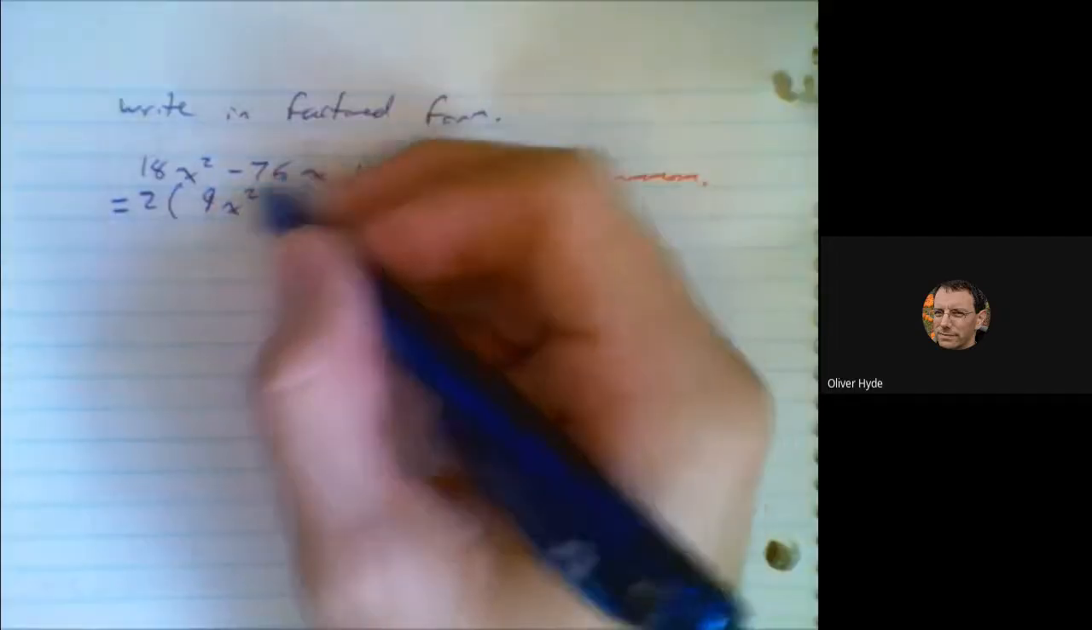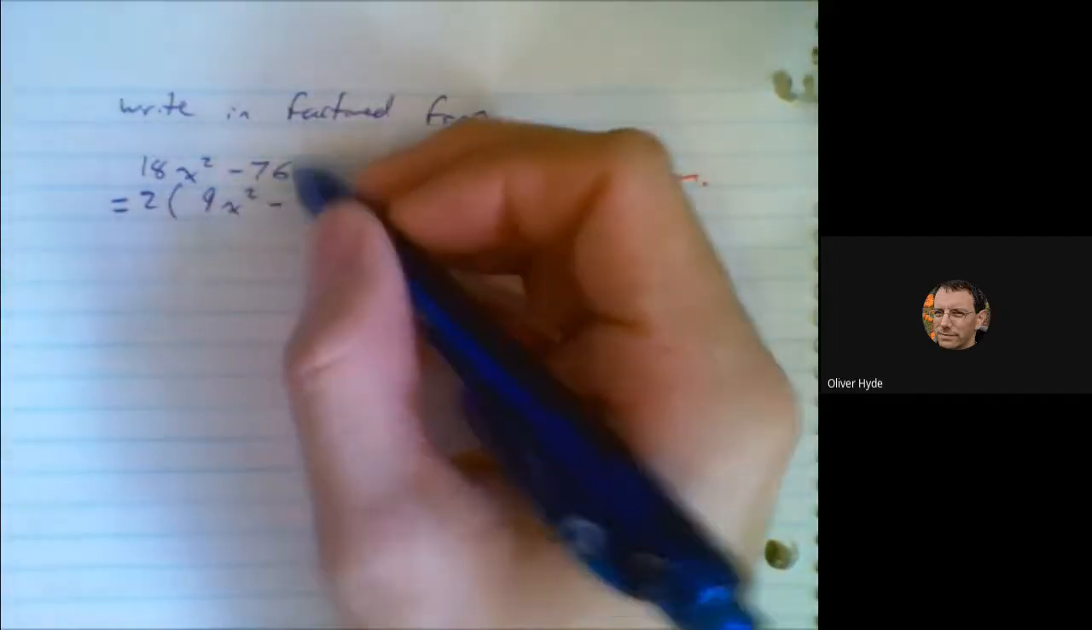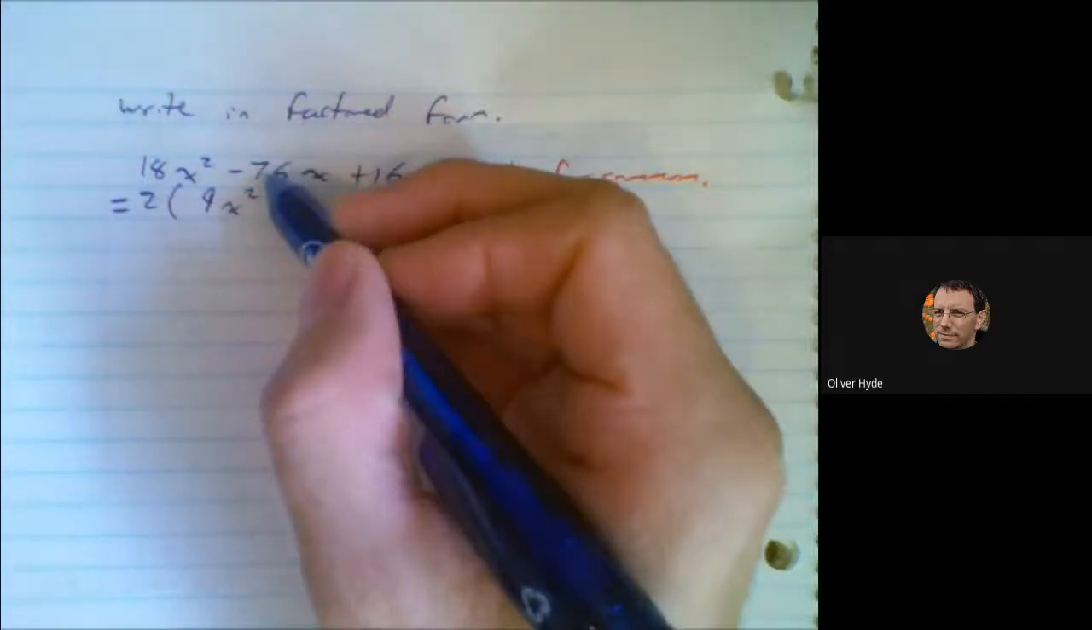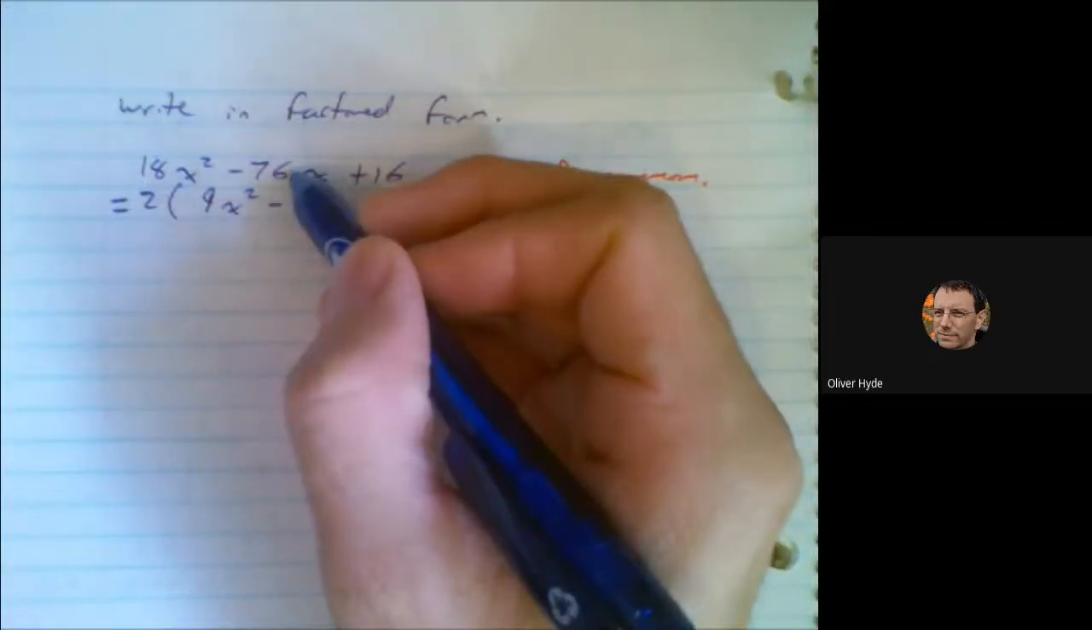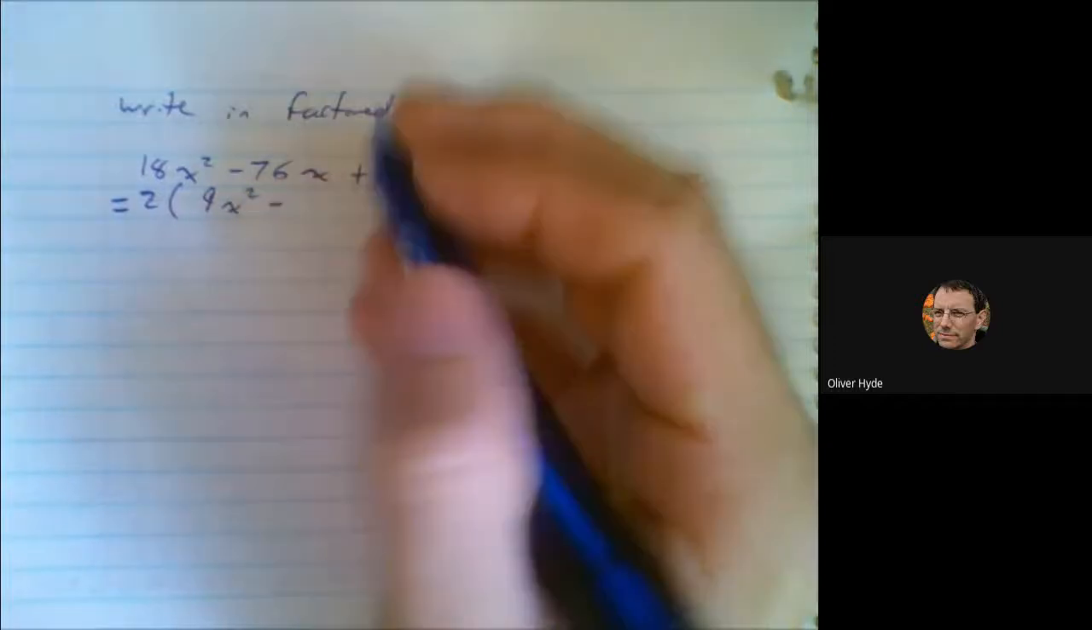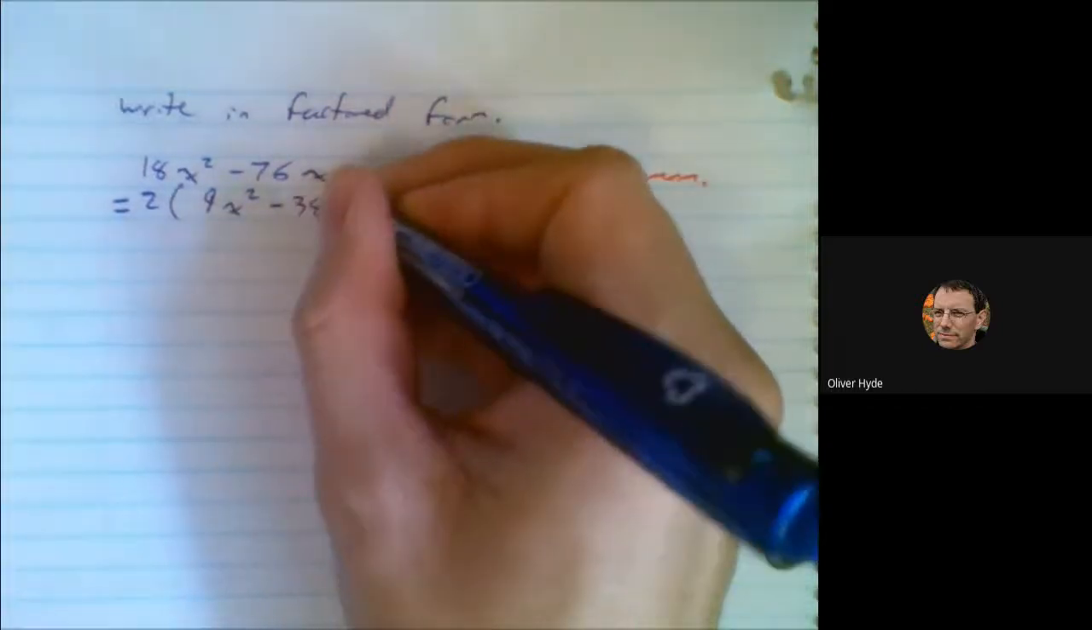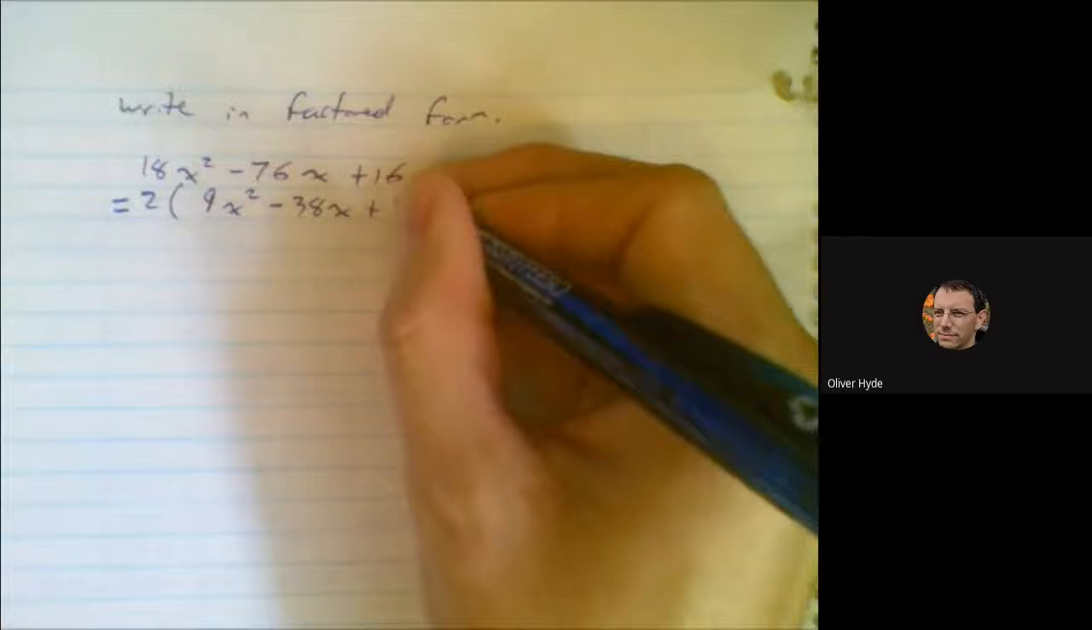Let's see. I know 76 is a multiple of 2 because it's even. Half of 70 is 35. Half of 6 is 3. 35 and 3 is 38. Half of 16 is 8.